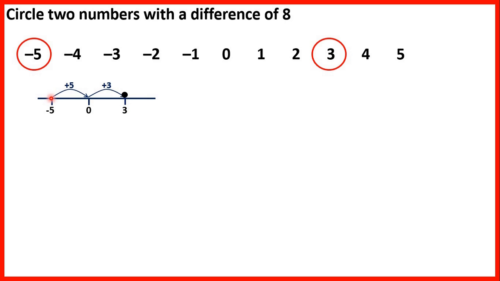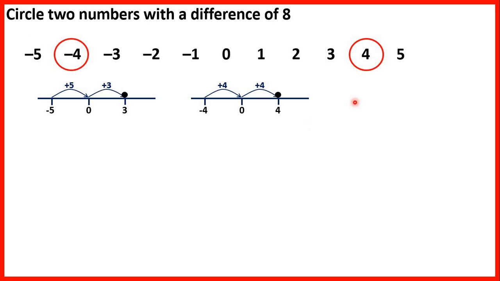From -5, we need to count on 5 to get to 0, and then count on another 3 to get to 3, and that's counting on 8 altogether. If we started at -4, we could count on 4 to get to 0, and then to make a difference of 8, we need another 4, so we could have -4 and 4 as well.